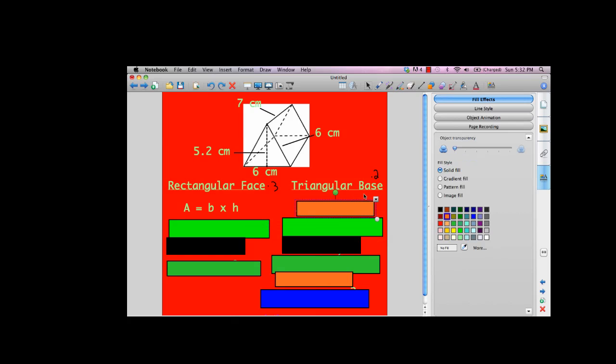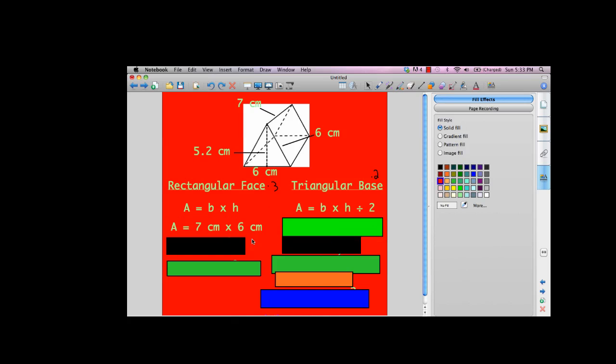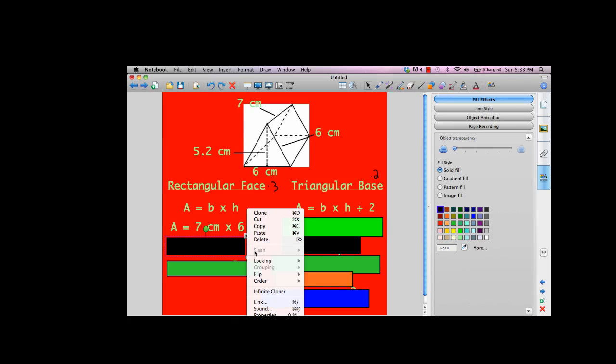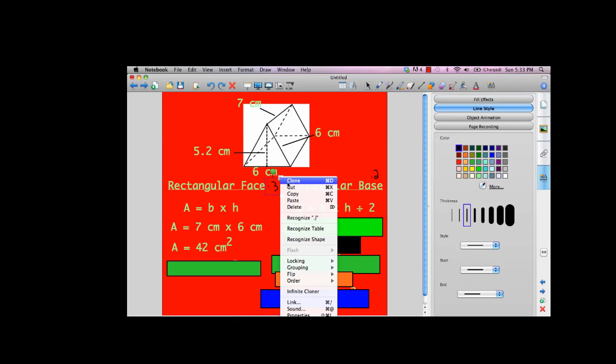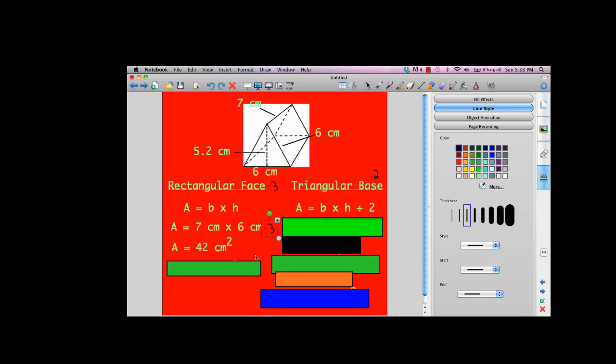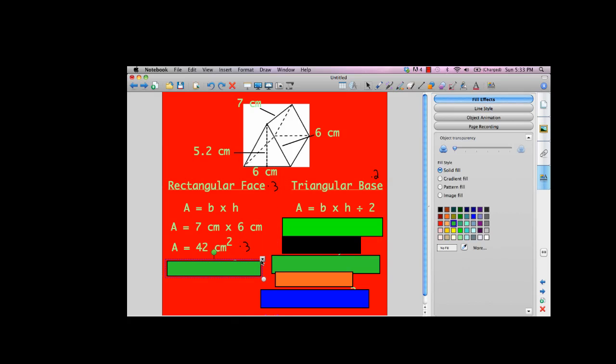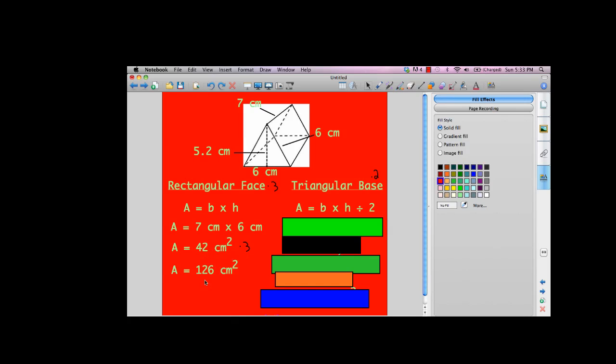Next step, write the formulas. So base times height, and then base times height divided by 2, of course, for the triangle. And then just substitute the numbers. So for this one, it'll be 7 times 6. Make sure you label your units in there. 42 centimeters squared. And then, of course, don't forget this right here. We need to make sure we remember to do that to the 42. So we end up with 126 centimeters squared. And I'm telling you, the most common mistake you'll make probably is to do that, or one more thing I'm going to show you at the end of this problem.